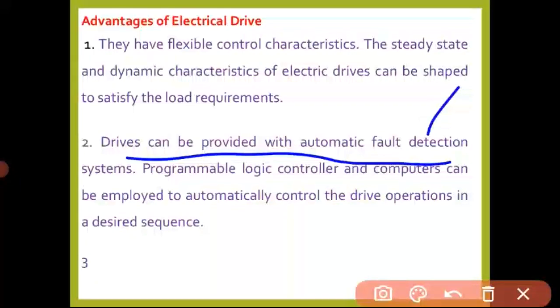Automatic fault detection systems, okay. Using a PLC, that is programmable logic control, and computers can be employed to automatically control the drive operation in the desired sequence. What I mean is that sometimes there is a load and sometimes there is no load, so we can go for different duties such as continuous duty and intermittent duty. According to the requirements, we can do this using programmable logic control and computers. Okay, this is possible with electrical drives.